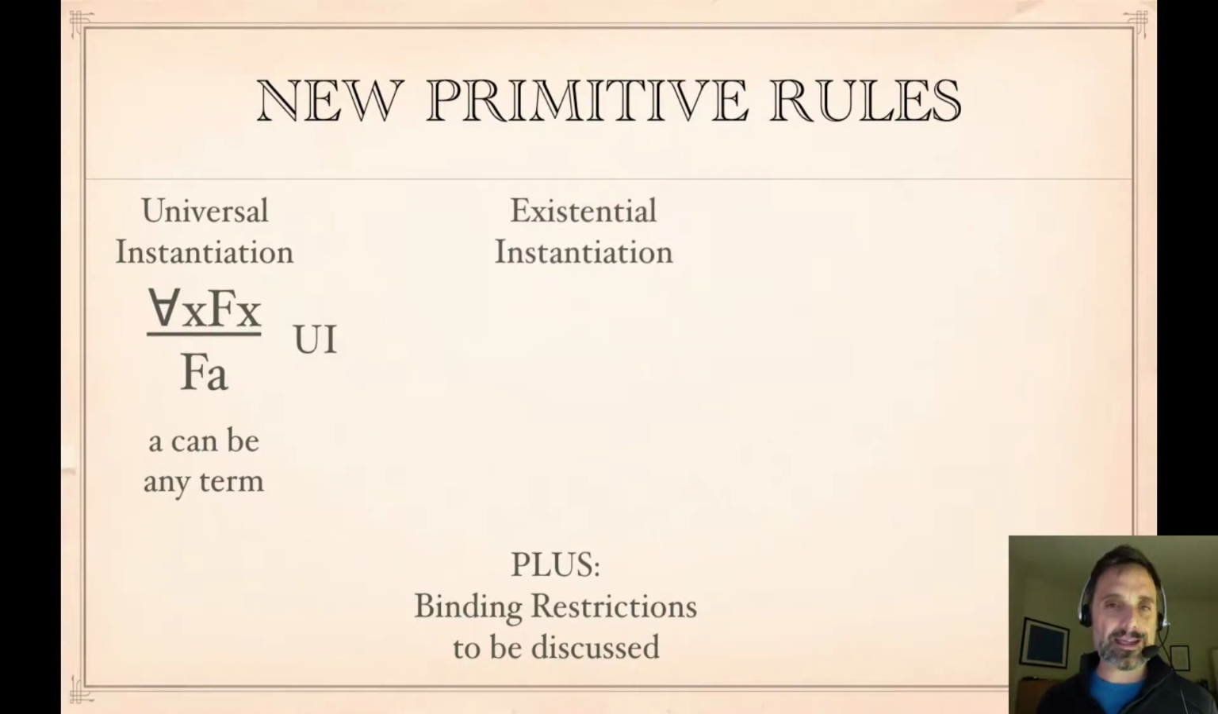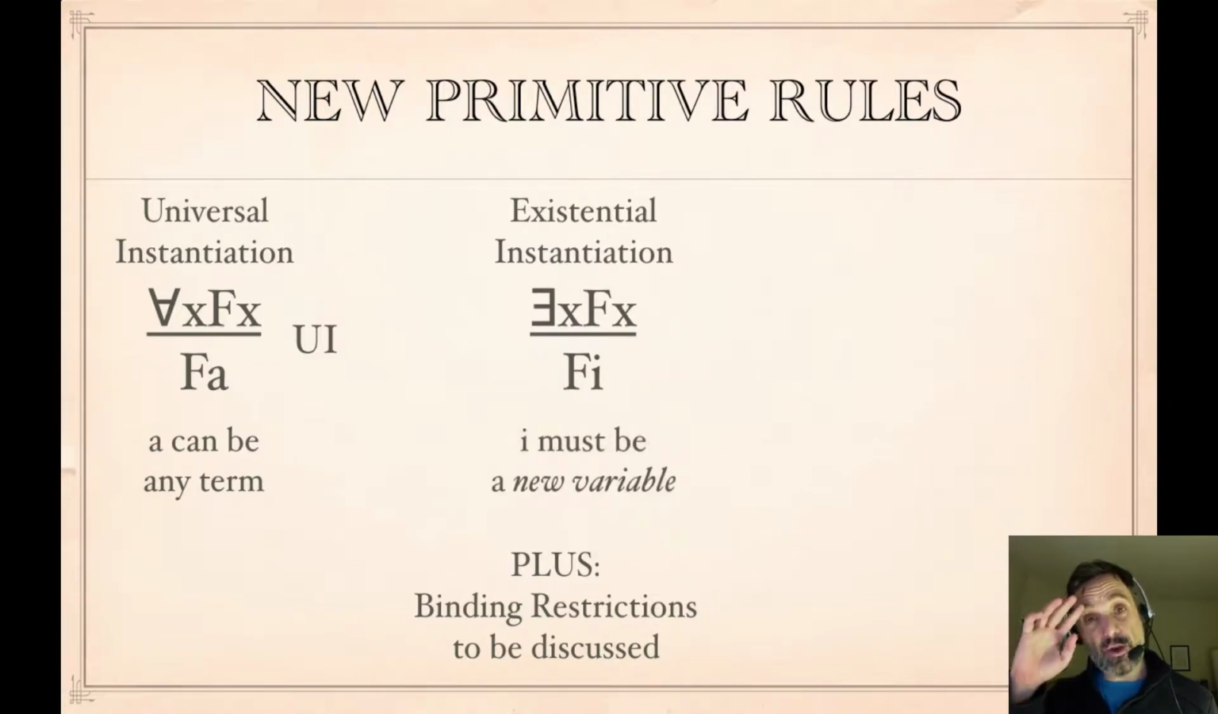There's a rule called existential instantiation. So that's if you have some x Fx, then you can infer Fi. Again, the Fx could be more complicated. It could be Fx and Gx, and then you get Fi and Gi. Here, i has to be a new variable. New meaning that it occurs nowhere in the derivation or in the premises of the derivation. And this is called EI.